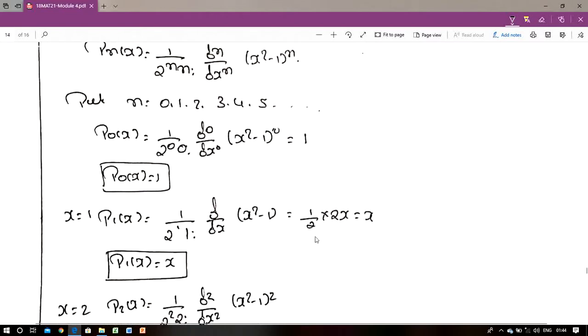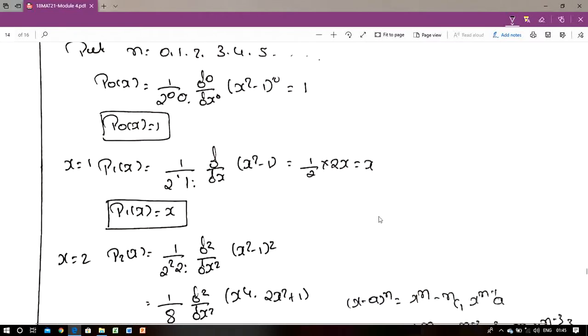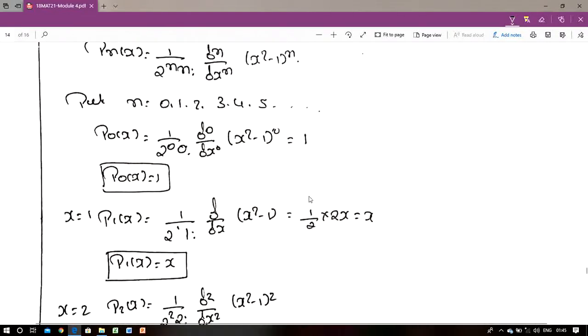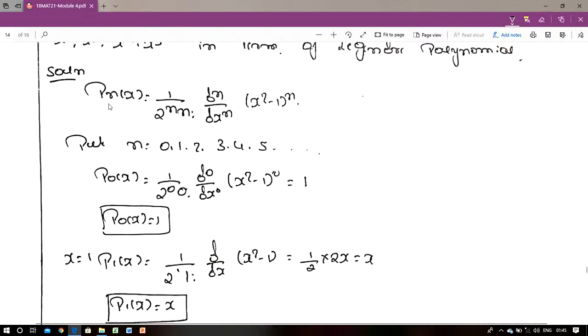That is 1 by 2 into the derivative of x square, which is 2x. The 2 cancels, and we get x. Now take n equal to 2 in this equation, that is P2 of x.